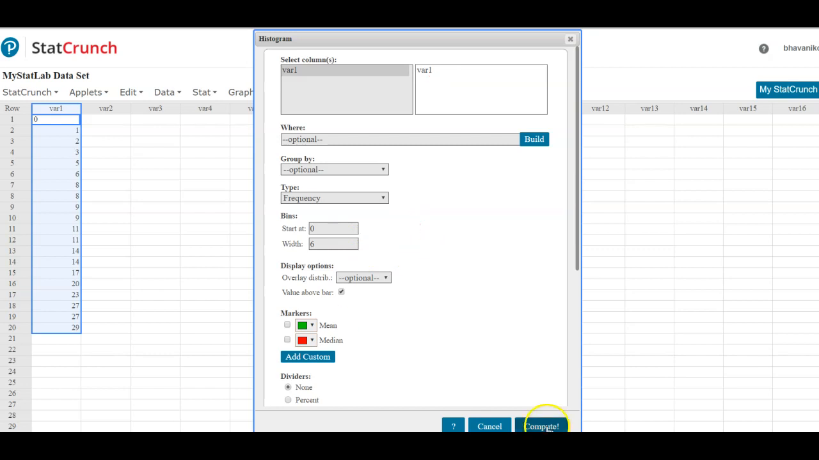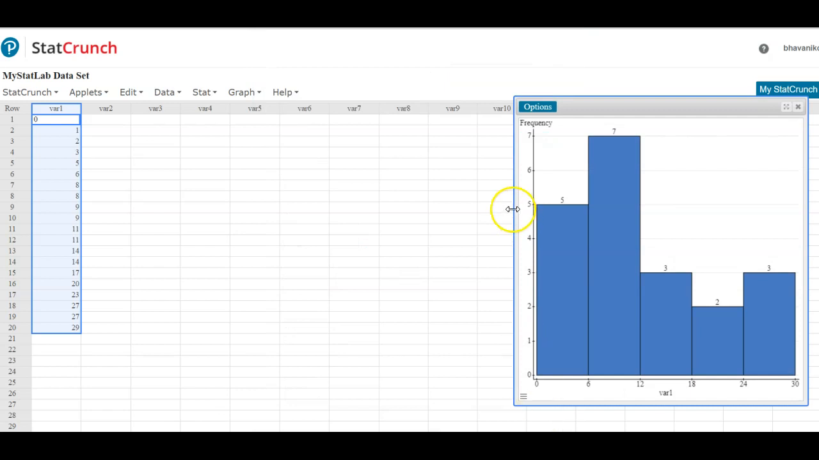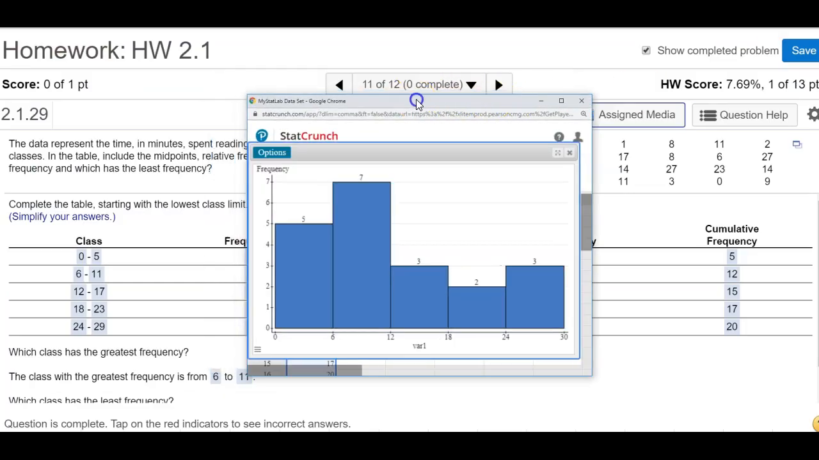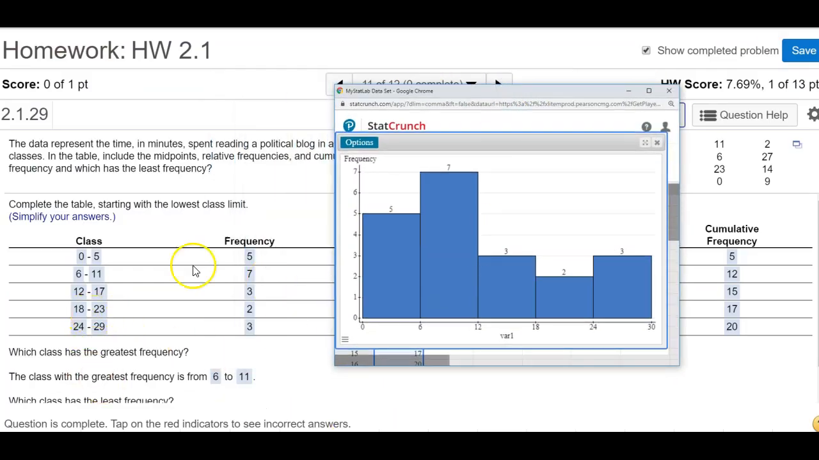Once I have all this, I'm simply going to go ahead and compute. Once I compute, I will go ahead and see if I have 5 classes. Class 1, class 2, class 3, class 4, class 5. Very good. So let me go ahead and see if I can use this to fill up my table.